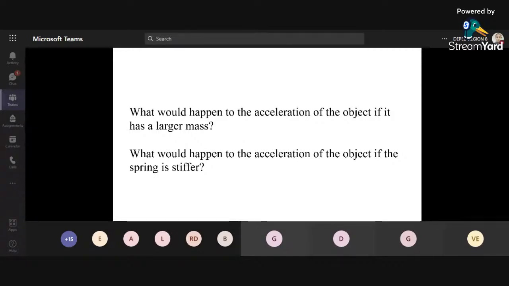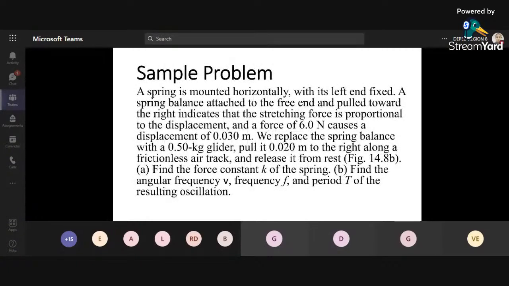Okay, so try to remember these two things. If the object has a larger mass, acceleration is lesser. If the spring is stiffer, the acceleration of the object is greater. Okay, sample problem. Mag-sample problem dayon ta.